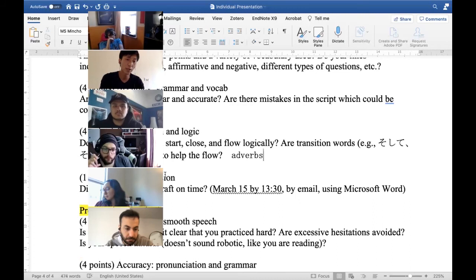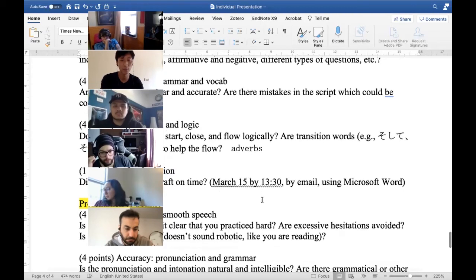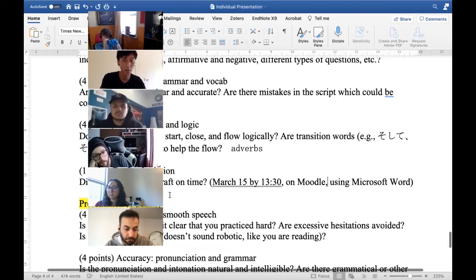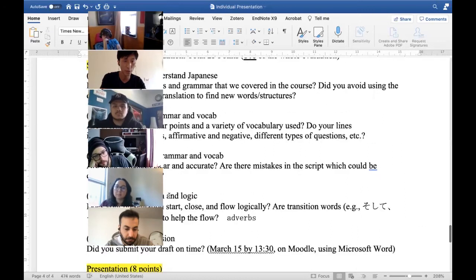Okay, then one point is for draft submission. You have to, of course, keep the deadline, March 15th. By email, but not by email, sorry, on Moodle. Yeah, on Moodle, using this file. Okay, not PDF, so that I can check with Word. Okay, so far so good. Any questions about the 17 points of your draft?